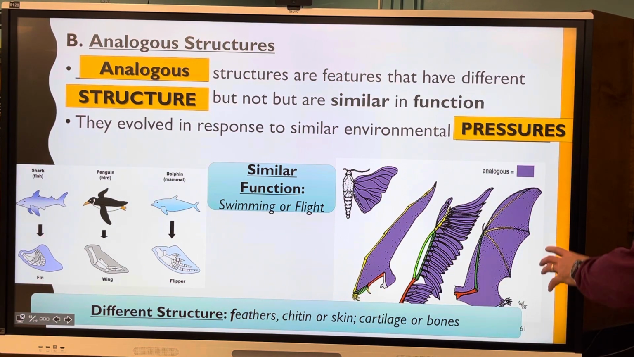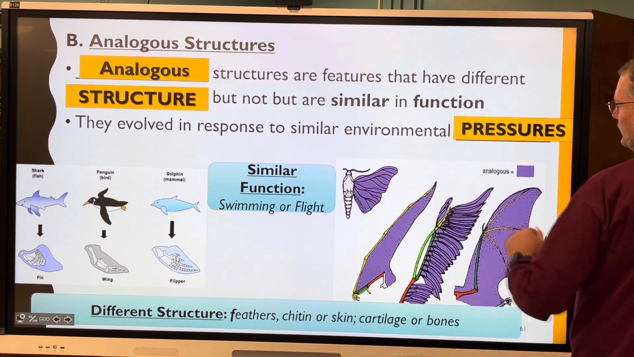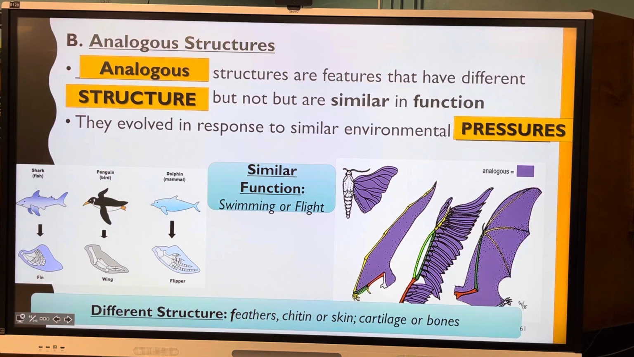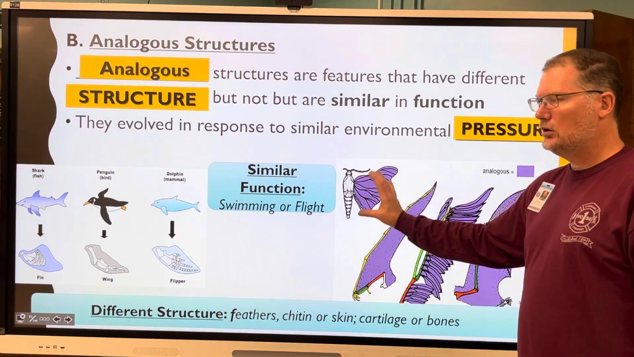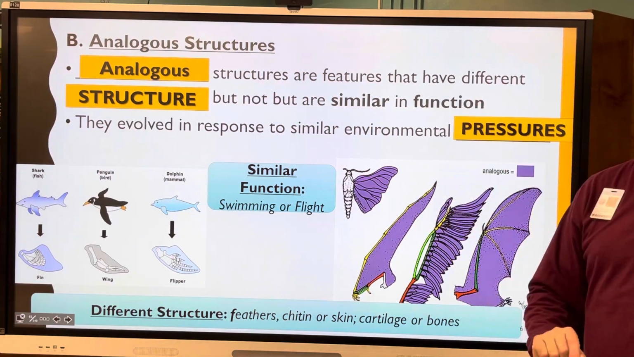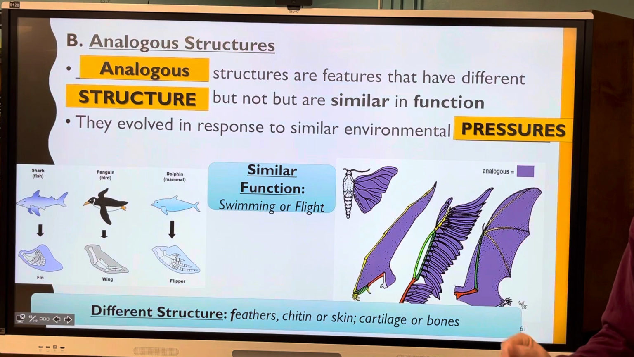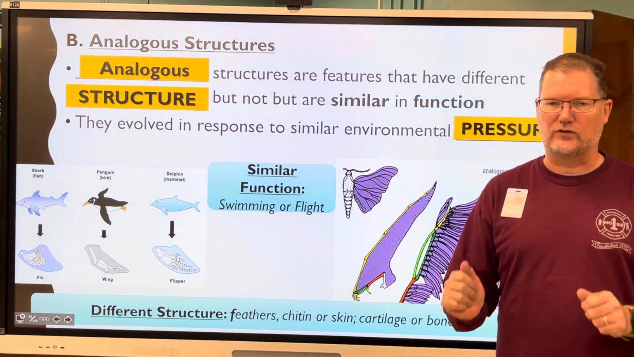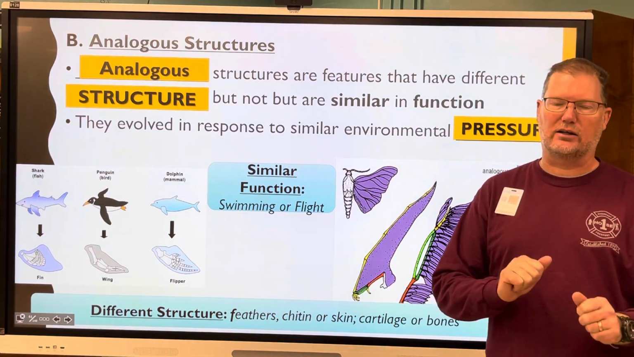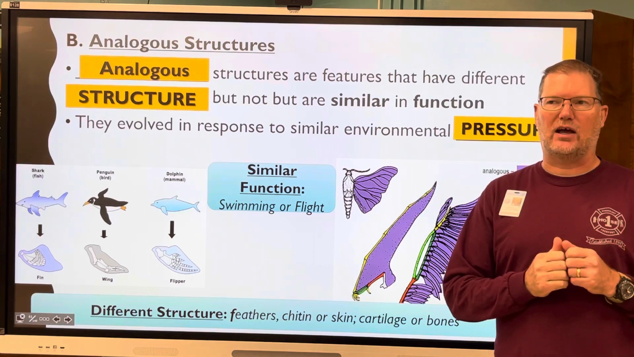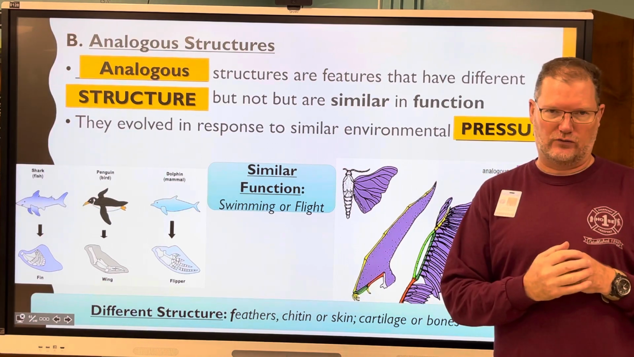So you've got mammal, bird, reptile, insect. And analogous: same function, different structure. You're going to have to test yourself on those two words, homologous and analogous, because you know they're going to be on the test, and you know you're going to have to know the difference.